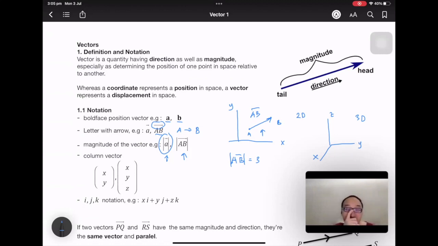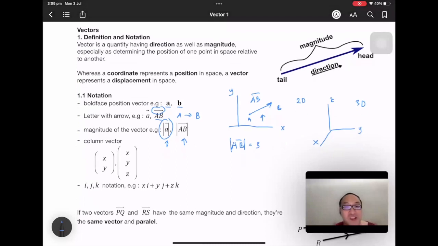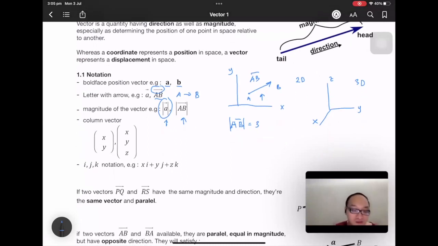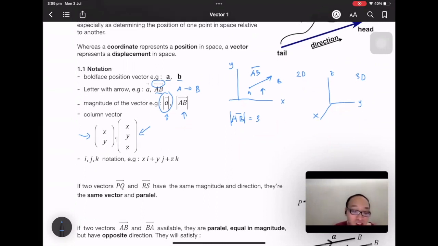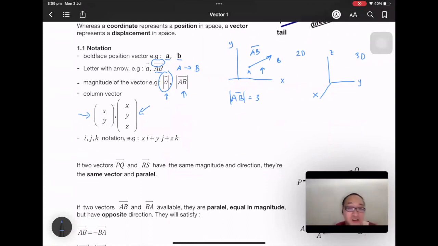And then we can also express vectors as a column vector, because we express this in one column. This is for 2D problems, and this is for 3D vectors, x, y, and z. And then the last one, we can express the vector in ijk notation. What is ijk? We will see it later, but you can express this like xi plus yj plus zk.